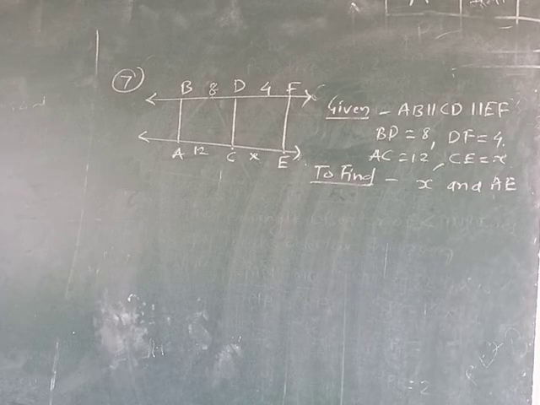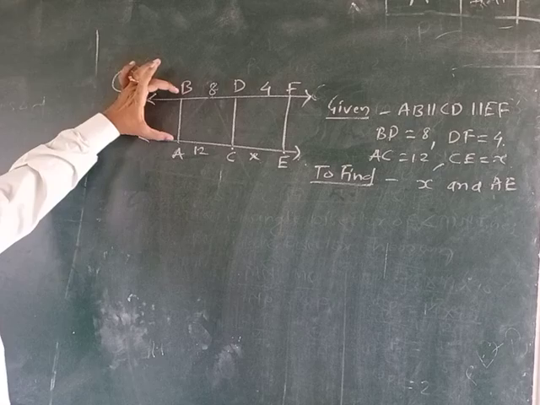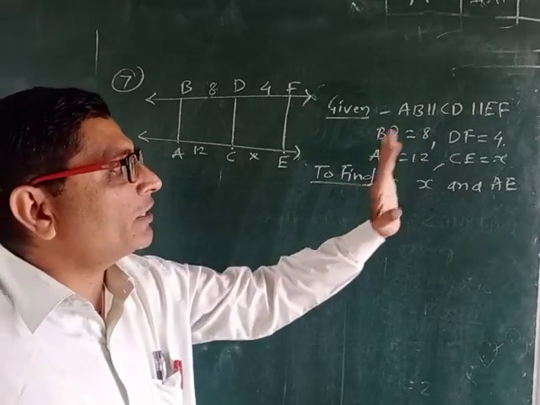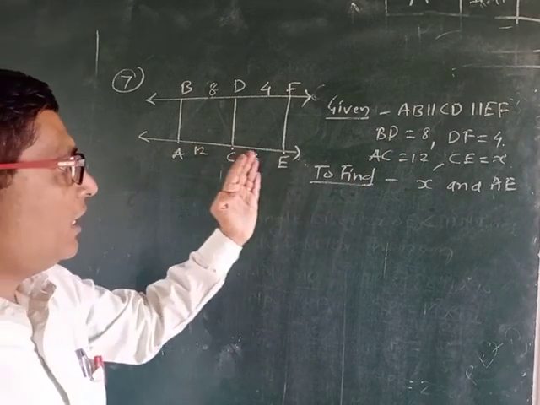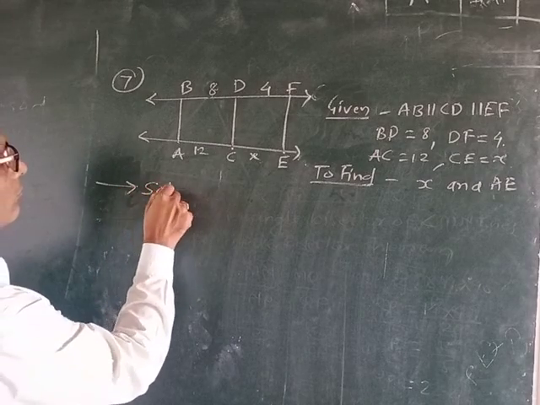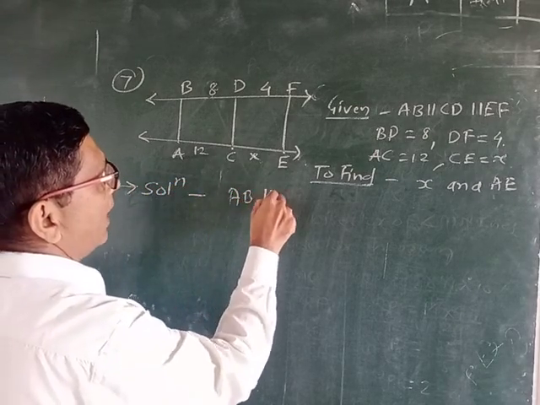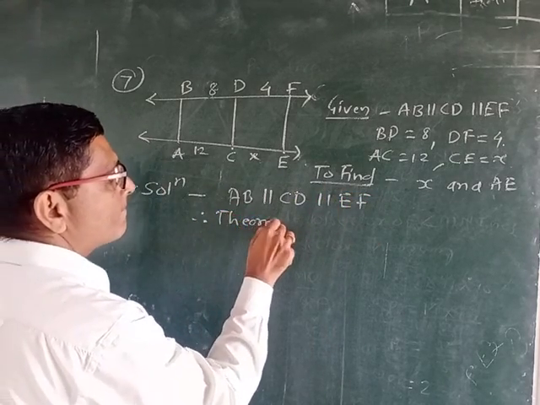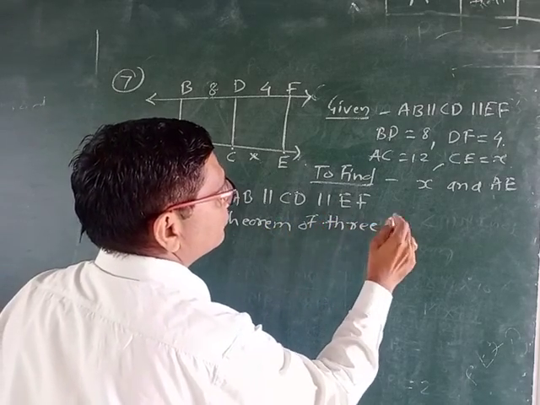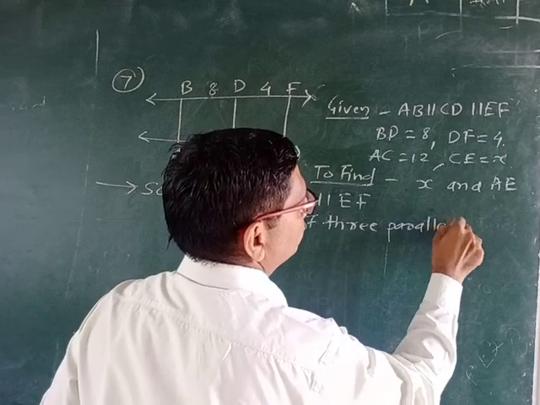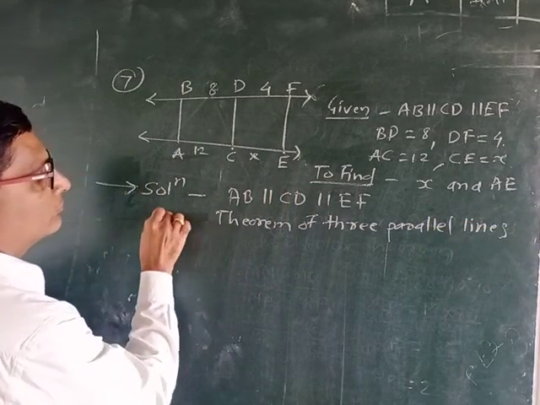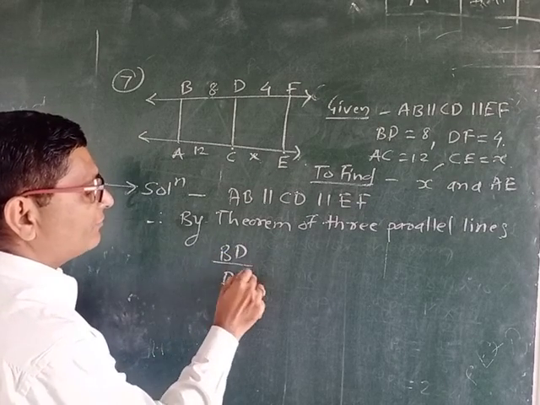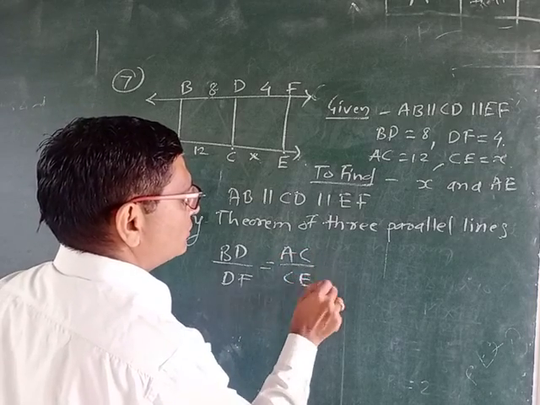Now, watch the figure of this 7th example. Here, segment AB is parallel to segment CD is parallel to segment EF. The values are given here. We have to find the values of X and A. So, solution. AB is parallel to CD is parallel to EF, therefore by the theorem of three parallel lines, BD upon DF is equal to AC upon CE.